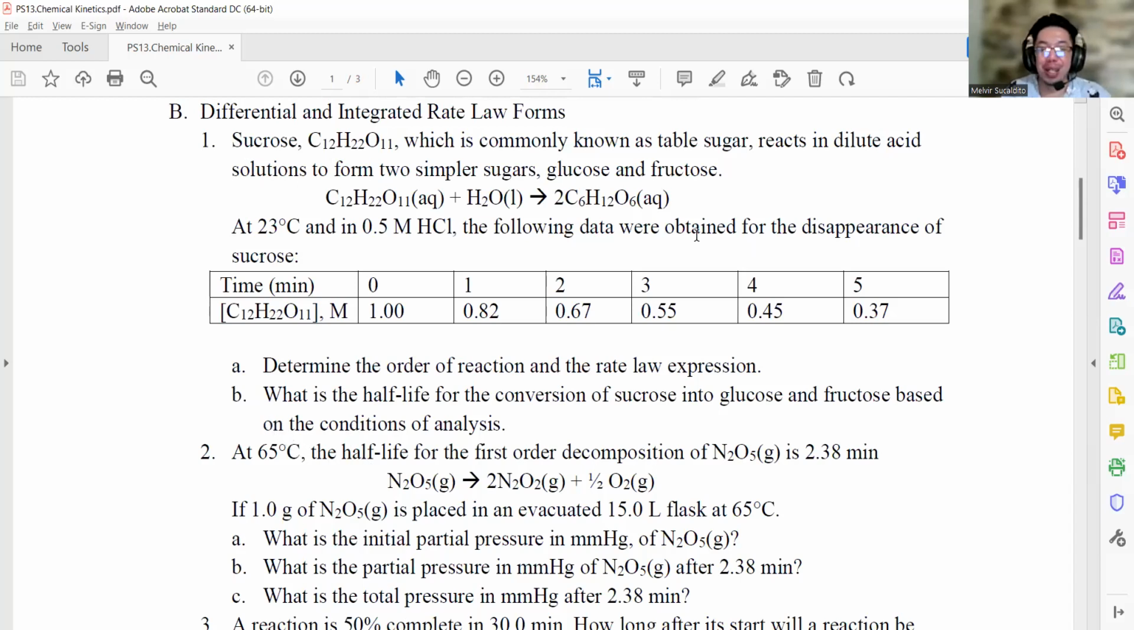You have here a problem. I'll read the problem first. You have sucrose, C12H22O11. You react that with dilute acid so that you can form the simpler sugars, glucose and fructose, in aqueous solution. So you now have this reaction. I think this shouldn't be HCl, right?